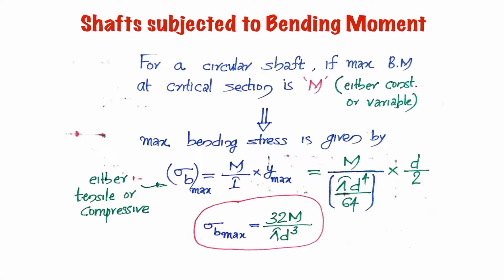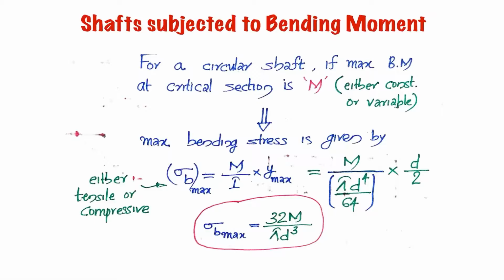I am calling that bending moment at M as M. It may be constant bending moment or variable bending moment. Whatever it is, the maximum bending stress at the location of critical element will be given by M by I into Y, where I is the moment of inertia for a circular shaft of diameter D, which is pi d raised to 4 by 64, and Y max is the maximum distance from neutral axis to the extreme fiber at the top or bottom, which is D by 2.